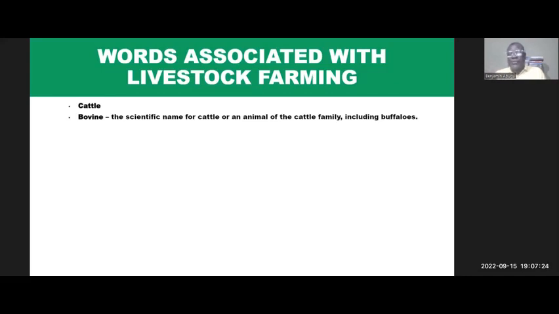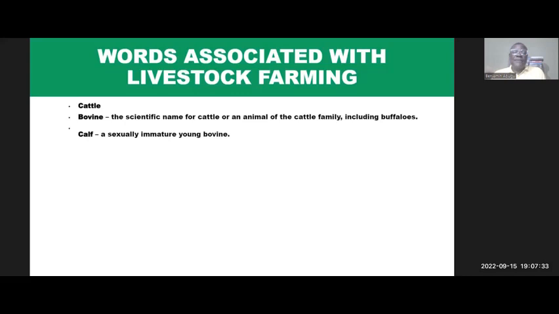Then let's look at cattle, okay? Now, bovine. Bovine is the scientific name for cattle or an animal of the cattle family. And this includes buffaloes. Okay.